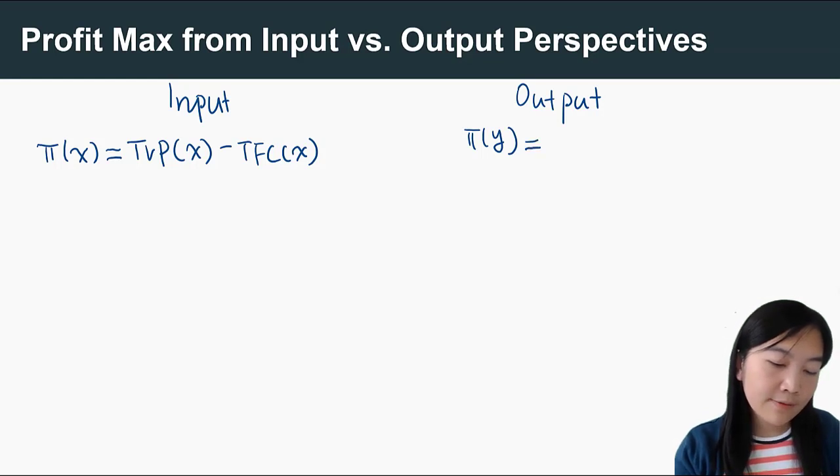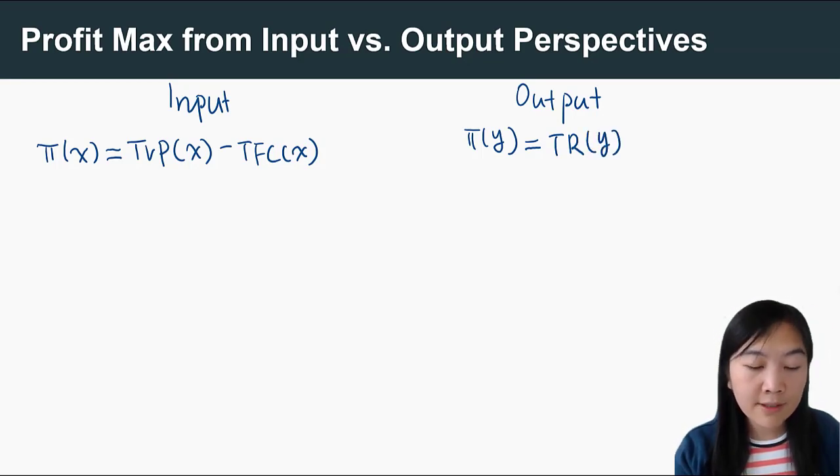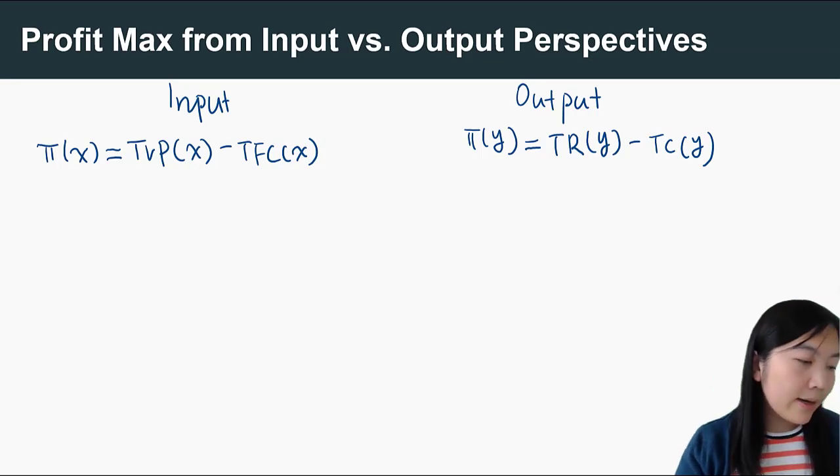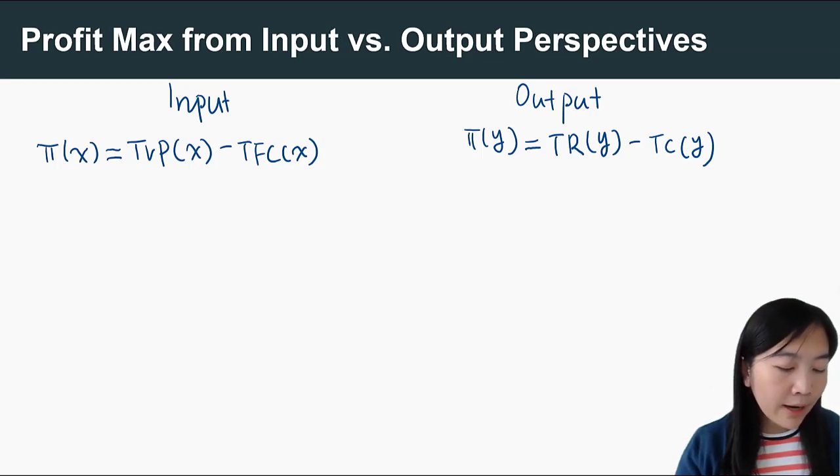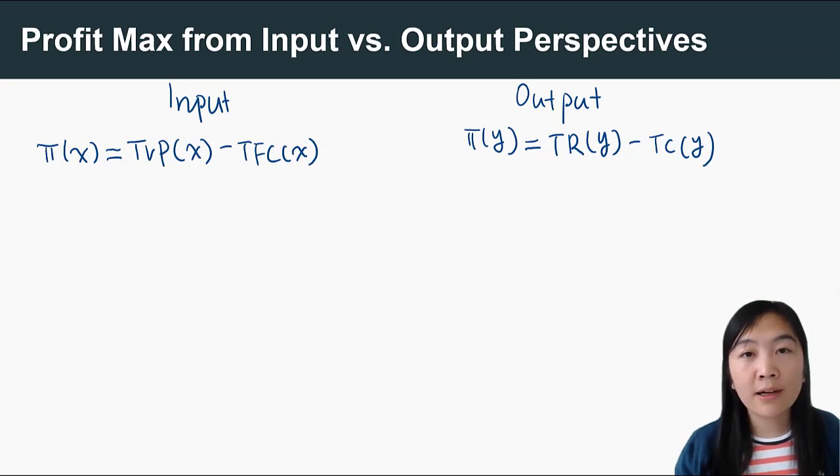On the other side, for the output perspective, the profit is a difference of total revenue and total cost. So you will notice here on the left, everything in X, on the right, everything in Y. And to solve the profit maximization, we actually mentioned there are 3 conditions. First is the first order condition, the second order condition, and also the total condition. Here I will mainly focus on the first order derivative.